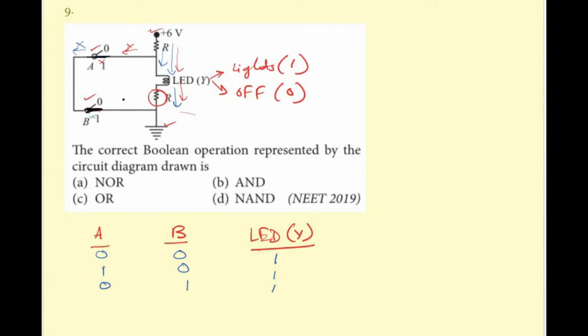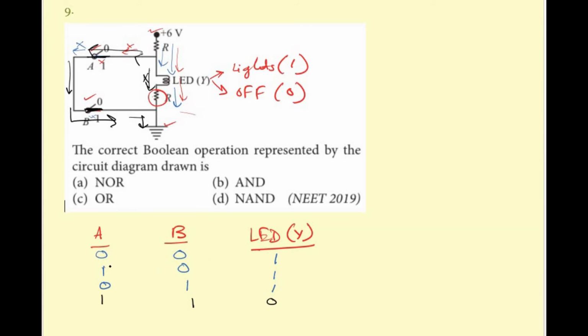so in that case both are in one state, and the current will follow the least resistance path and will go like this and will be grounded here. So it will not flow through the LED and it will be 0.